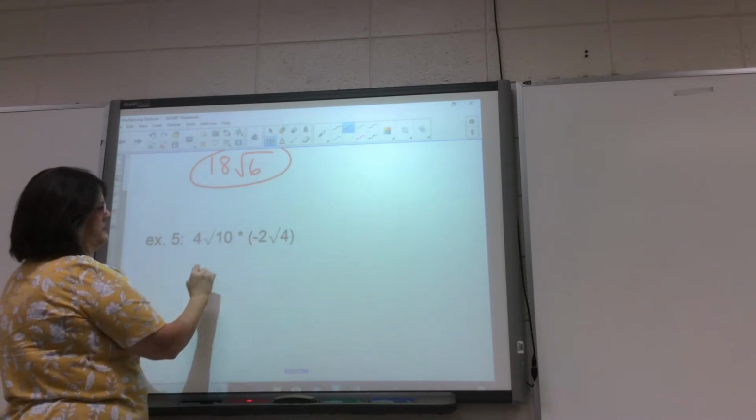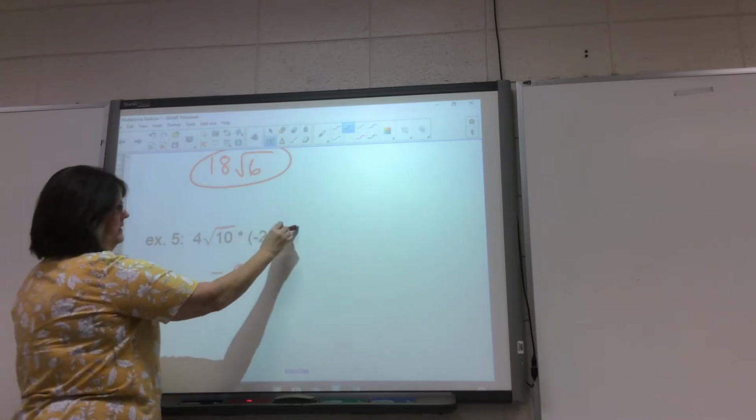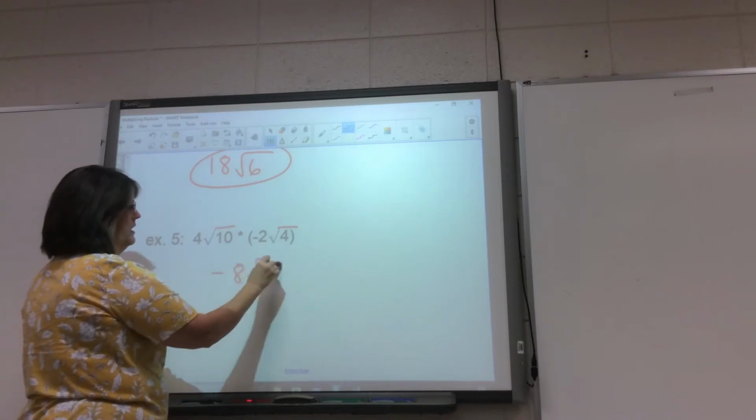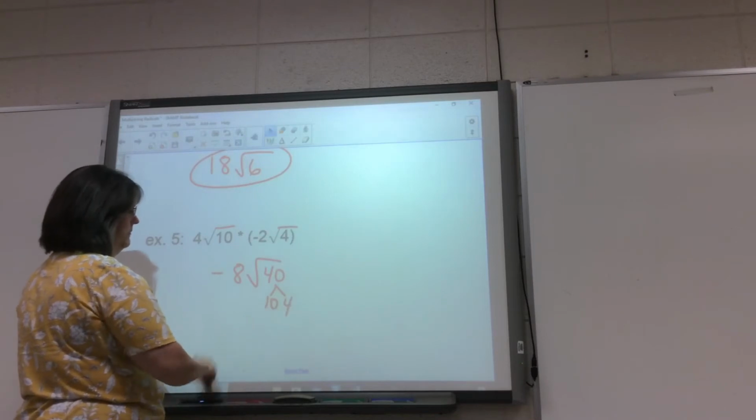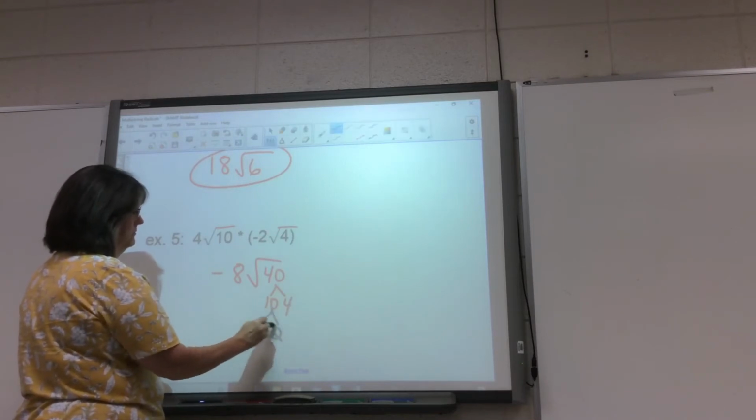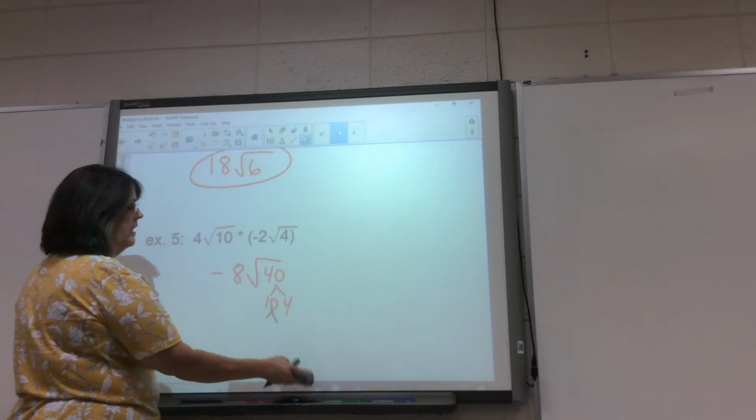Come down here, do the same thing. 4 times negative 2 is negative 8. 10 times 4 is 40. Going to see if that simplifies. It will.